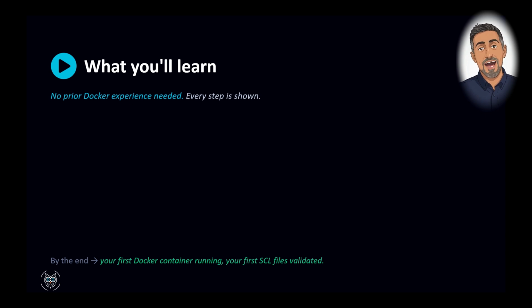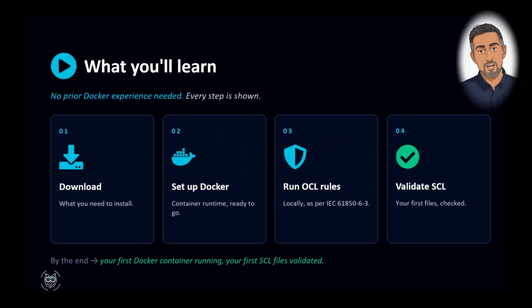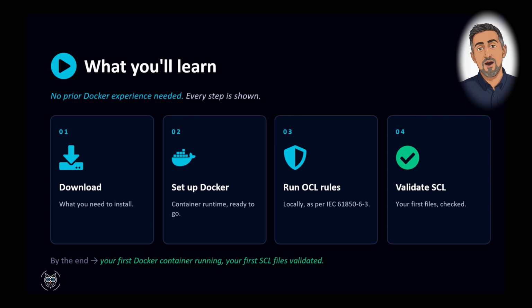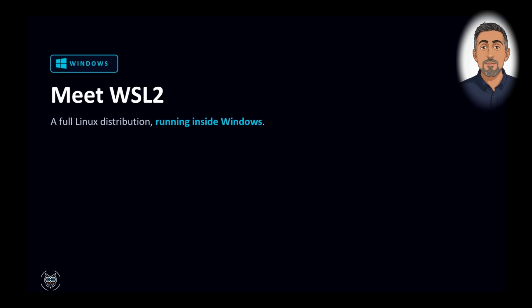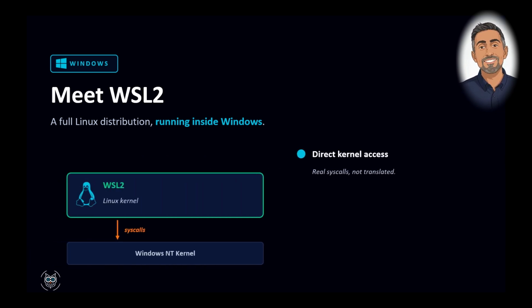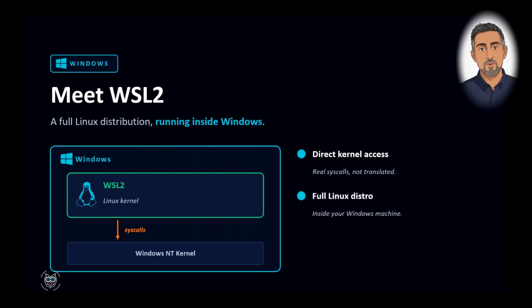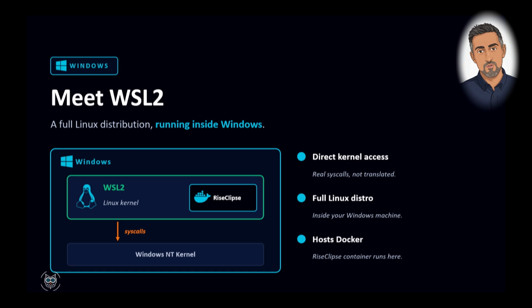What to download. How to run OCL rules locally using a Docker container, as per one of the recommendations from IEC 61850-6-3. No prior Docker experience needed. Every step is shown. By the end, your first Docker container will be running and your first SCL files will be validated. For a Windows operating system, the tool to use is WSL2. WSL2 allows syscalls and direct interaction with the Linux kernel from inside Windows. A full Linux distribution running inside the Windows machine. You will run RiseClipse Docker container here, which includes the OCL rules.